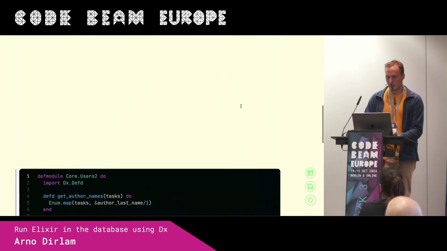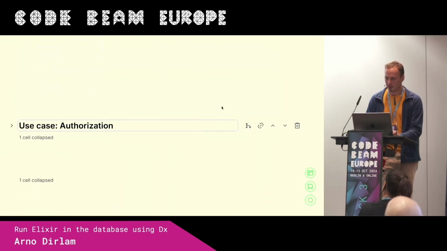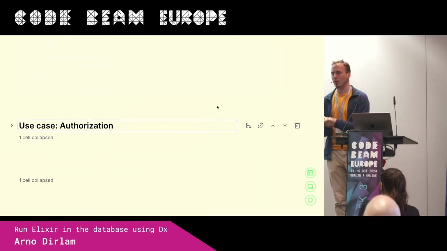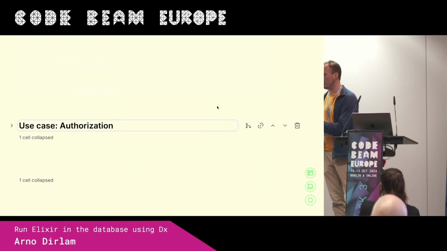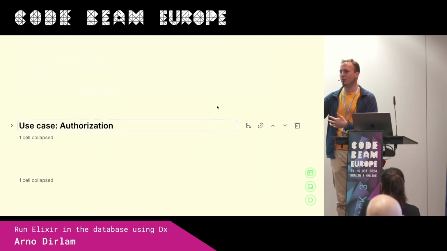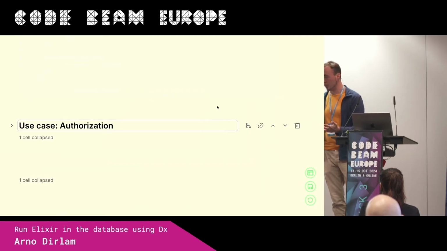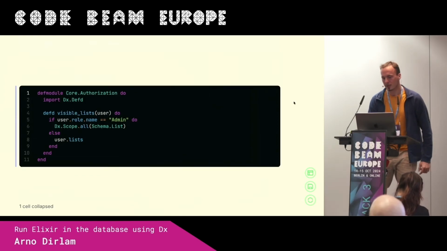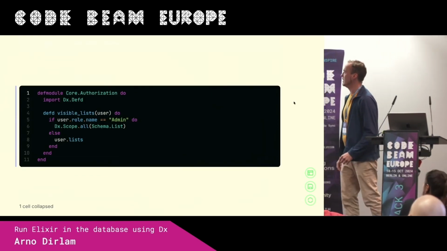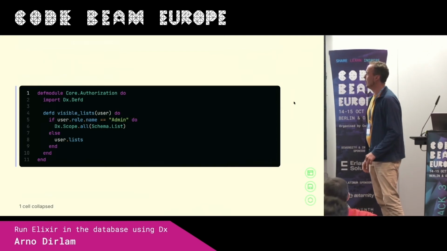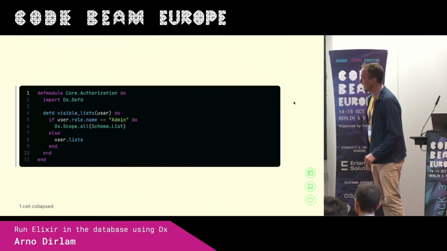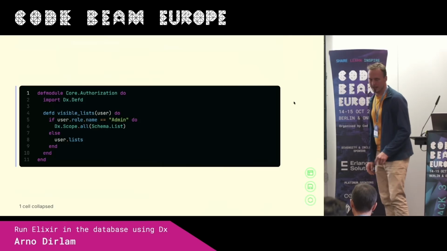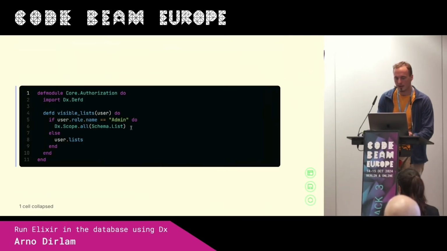Let's get to a bit more interesting use case. It's authorization. For example, you have a user, and this is a to-do list app, so you want to know what lists the user is allowed to see. We have a defd function called visible lists for a given user. If the user's role's name is admin, then we return all the lists.